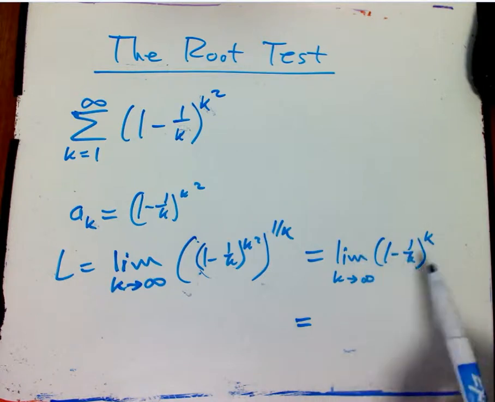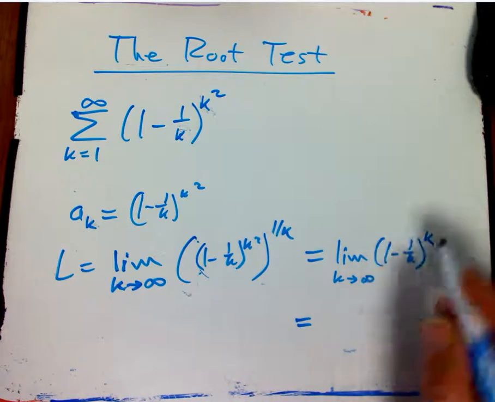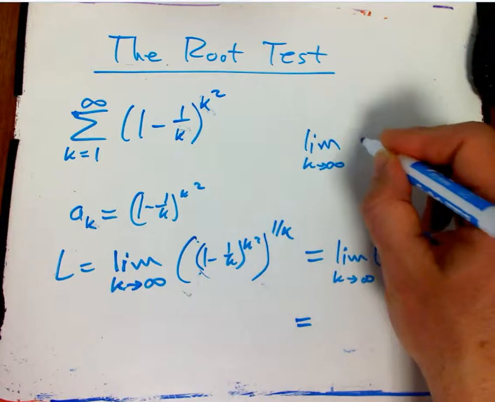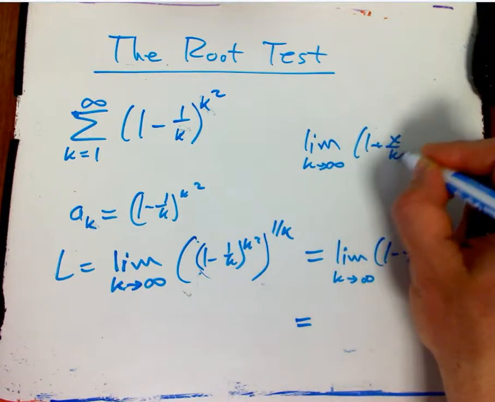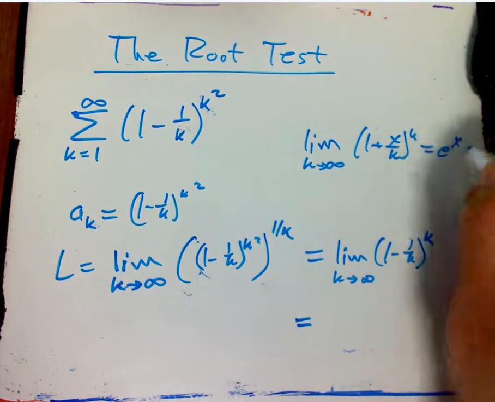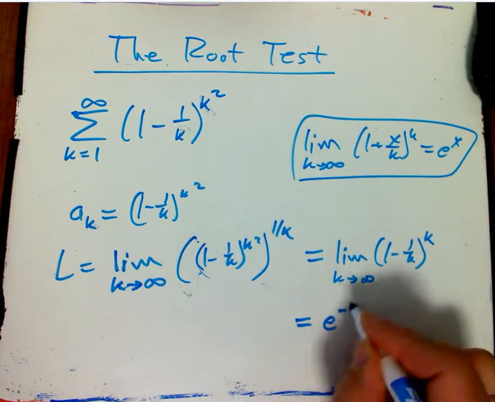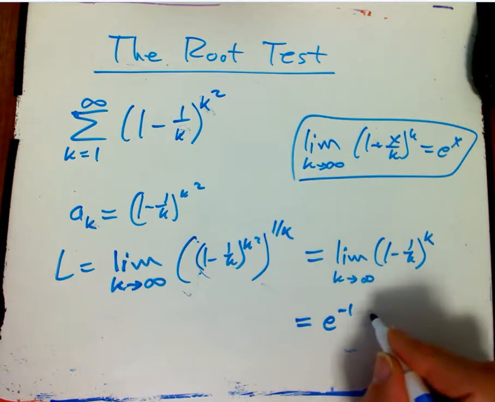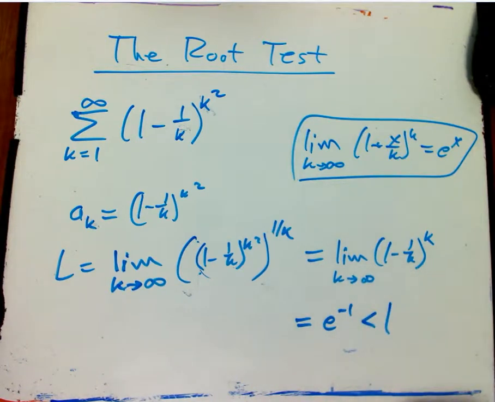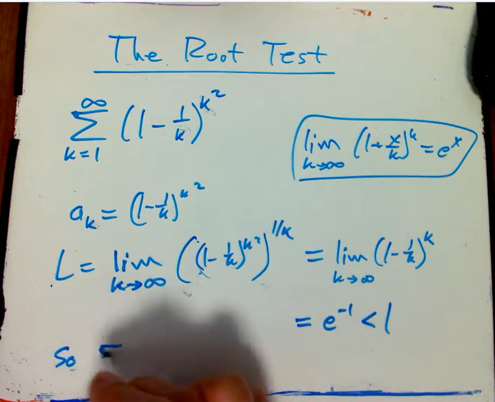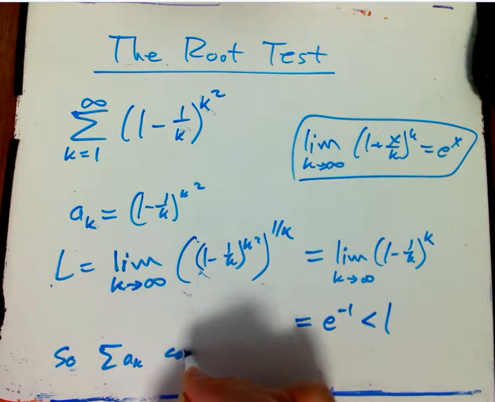Now, if this were totally random, we might need to do L'Hopital, and the kind of L'Hopital where we do a log first. But this is actually a famous example. We should remember that the limit as k goes to infinity of (1 plus x over k) to the k is e to the x. That is an alternate definition of e to the x. Here, that x is minus 1. I get e to the minus 1. Aha, that is less than 1. It's about 1/3-ish, 37%, something like that. And so that says our L is less than 1. So the sum of these a sub k's converges.